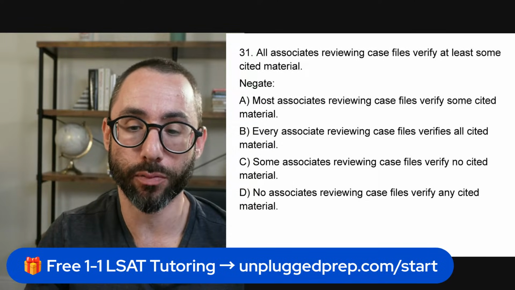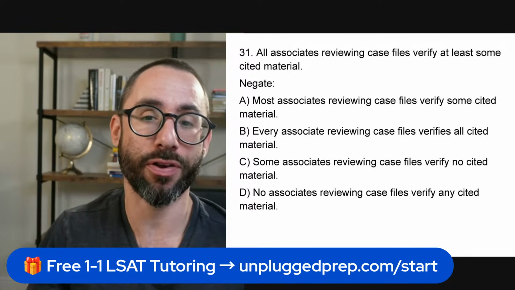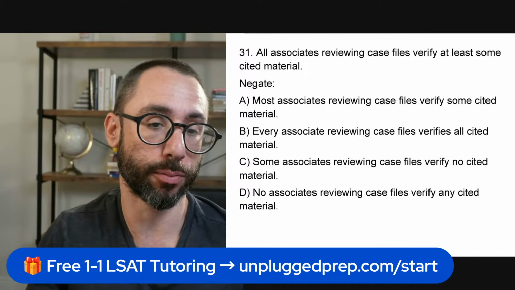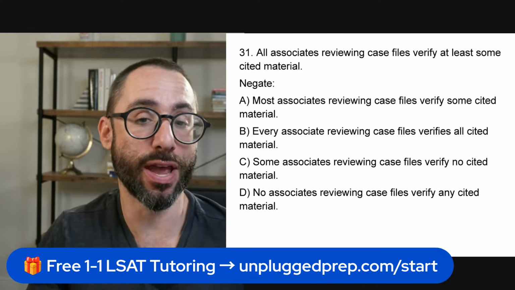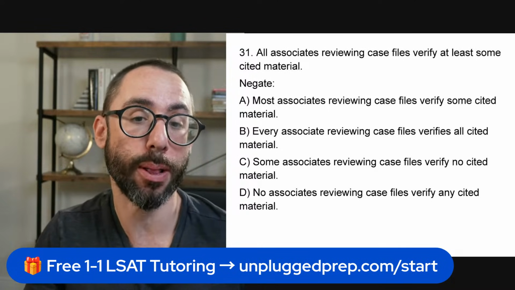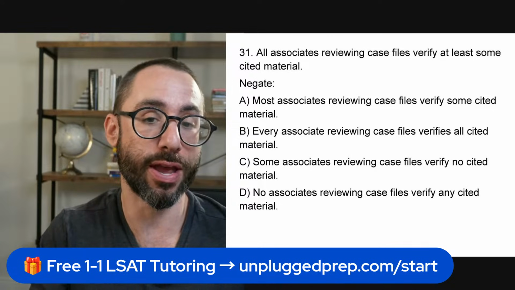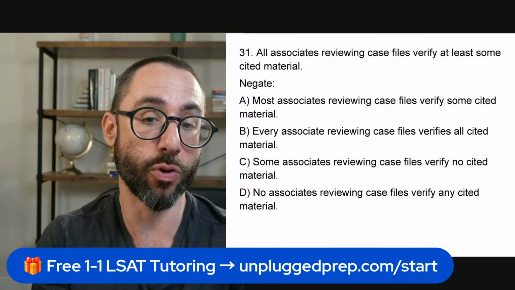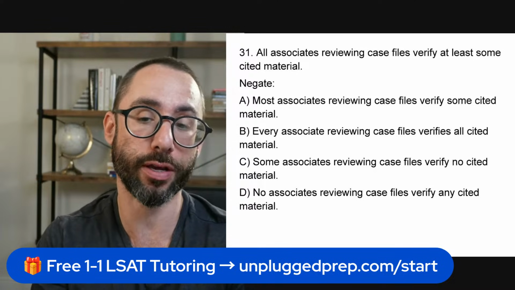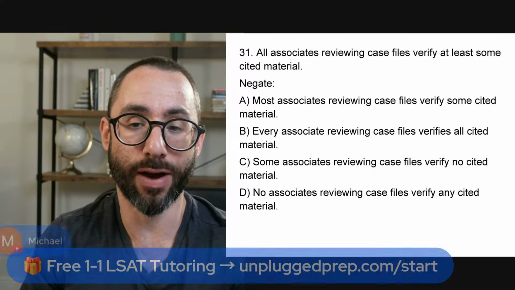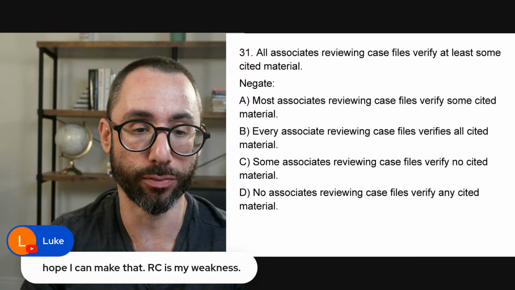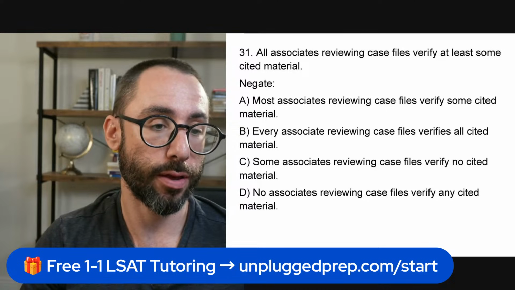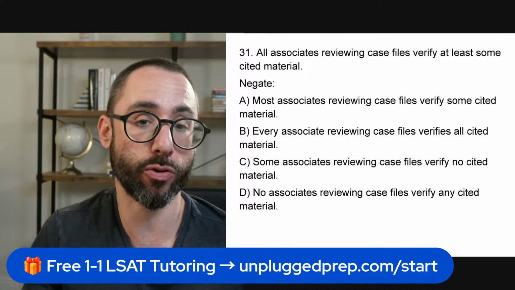On to 31. All associates reviewing case files verify at least some cited material. What is the logical negation? A, most associates reviewing case files verify some cited material. B, every associate reviewing case files verifies all cited material. C, some associates reviewing case files verify no cited material. Or D, no associates reviewing case files verify any cited material. So when you have your answer, please drop it in the chat, A, B, C, or D. If you're not sure, just drop a question mark, but do commit to an answer.